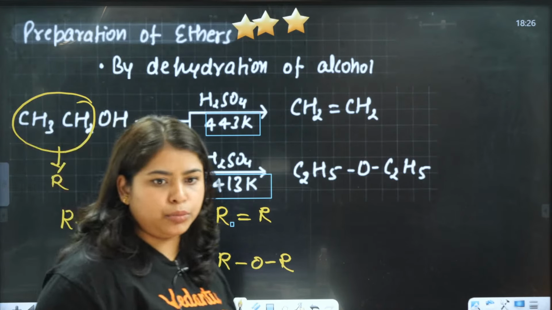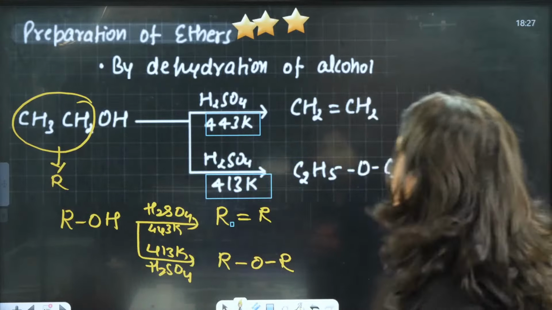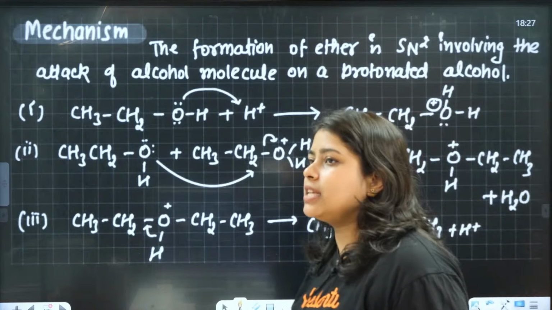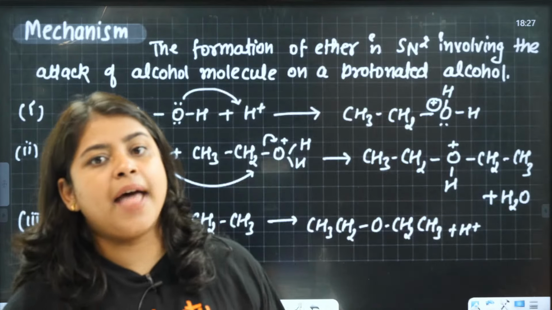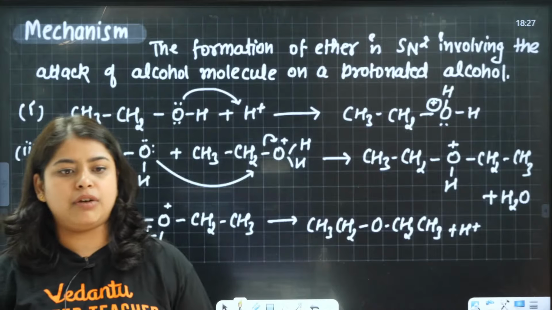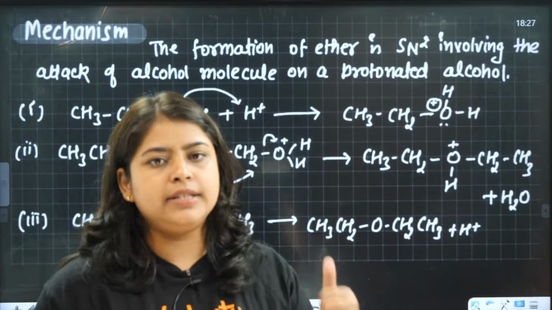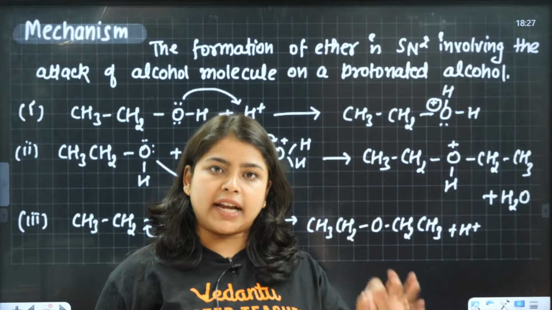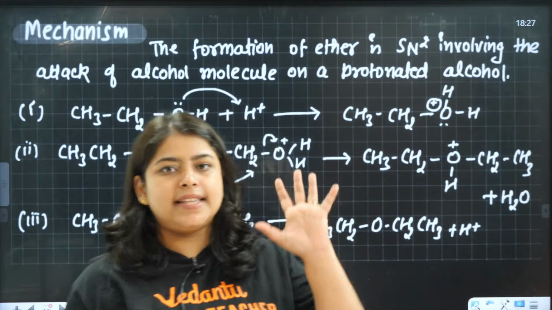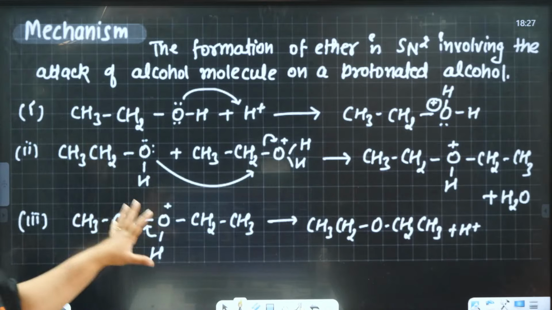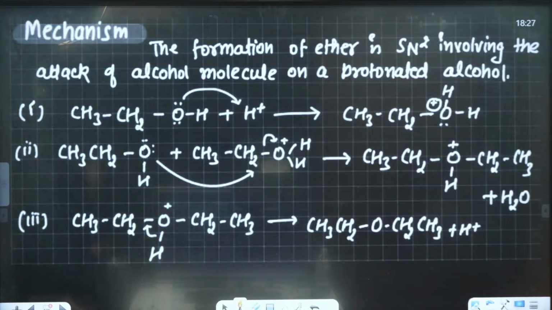Next, look at the mechanism. The formation of ether by SN2 involves the attack of an alcohol molecule on a protonated alcohol, because in SN2 a nucleophilic attack takes place and the carbocation is formed. We have discussed already in haloalkanes and haloarenes about the SN2 reaction, that is nucleophilic attack and carbocations forming. The same procedure applies to get the ether. To get the ether, we are going to use that mechanism itself.